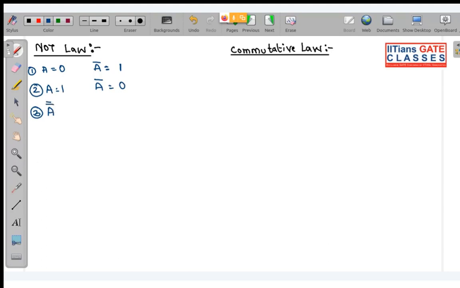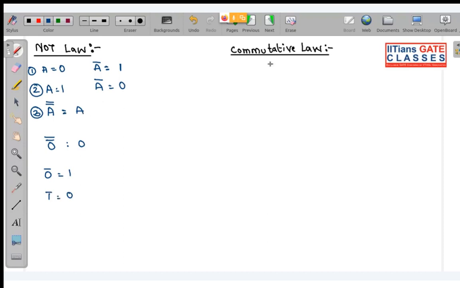Third, if I take double complement, obviously this will be equal to a, because complement will cancel out each other, like 0 complement again complement, this will be equal to 0. Why? Because 0 complement, this is 1. If I take once more complement on this, so this will be what? 1 complement, so that is 0. You can see this is again returning back. So this is your simple not law.